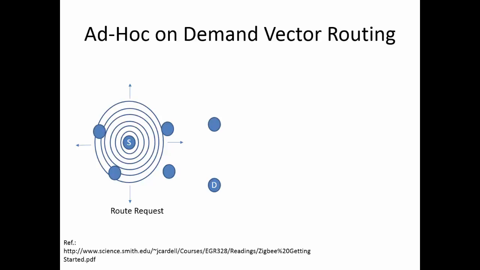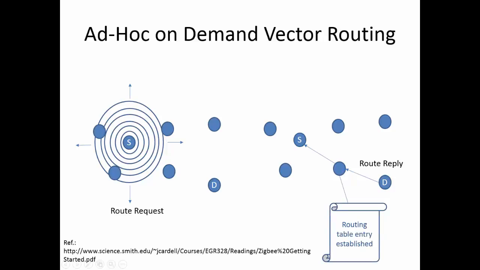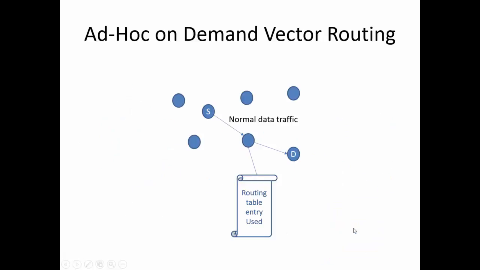Routes are established on demand using a route discovery process in which the originating device broadcasts a route request command and the destination device sends back a route reply. The routing table entry is established during the route reply. Once the routing table entries are established, the route may be used at will.